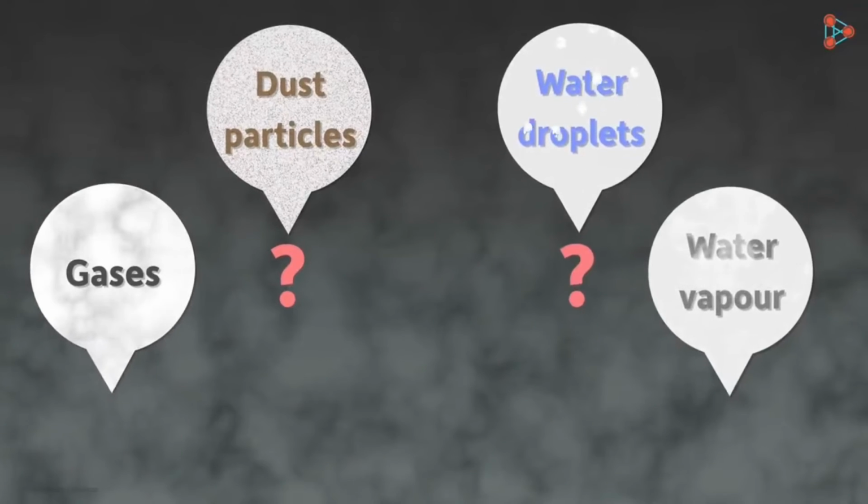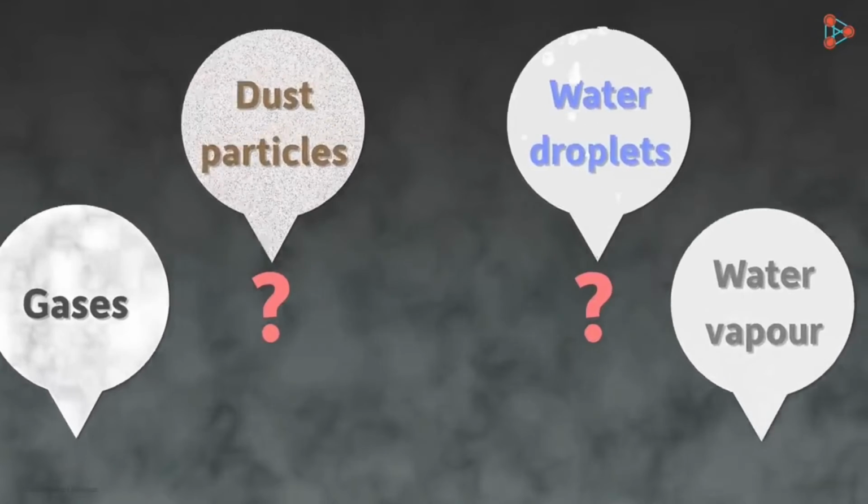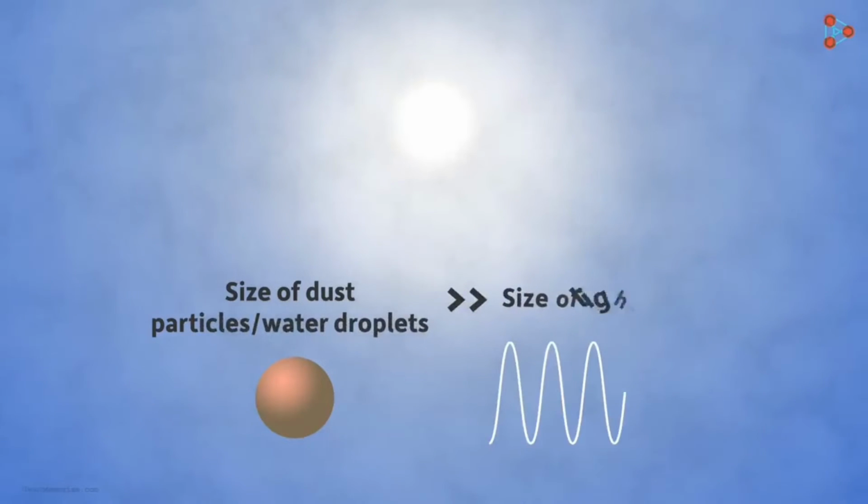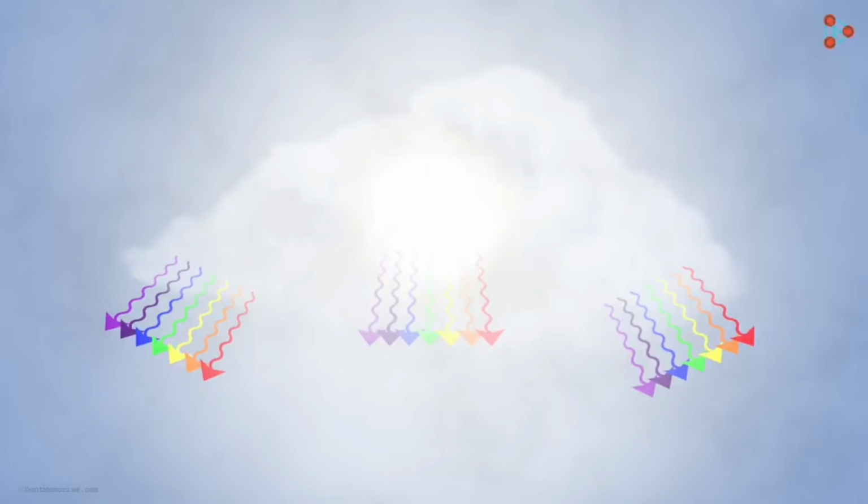Do dust particles and water droplets also scatter light? Yes, they do. They scatter light as well. However, their size is comparatively much bigger than the size of the light waves, and hence, they scatter all the colors of light in equal amounts. So, the white light which is entering the cloud or the dust particles emerges as white light again. Hence, the clouds appear white.